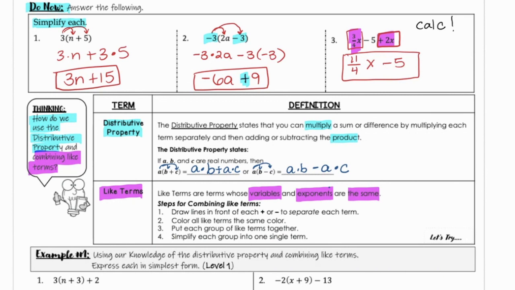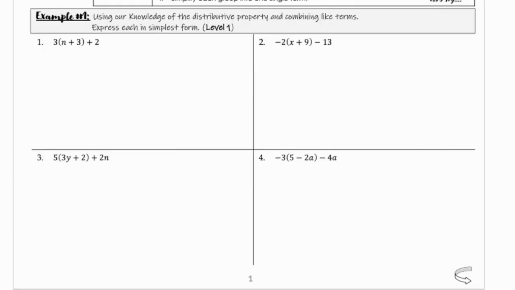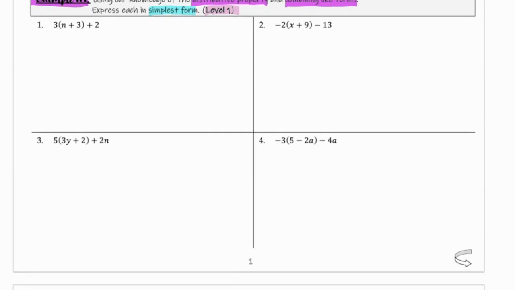So let's take a look at our example 1. Okay, so for example 1, we're going to be using our knowledge of the distributive property and combining like terms. We're going to express in simplest form, and this is considered our level 1. So this is the easiest types of questions that we're going to be dealing with. So let's take a look. First thing I see, or I'm going to highlight, is my distribution. I'm highlighting that distribution because that's the first thing I want to do. So I'm going to take that 3, multiply with everything inside. So we have 3 times n plus 3 times 3.